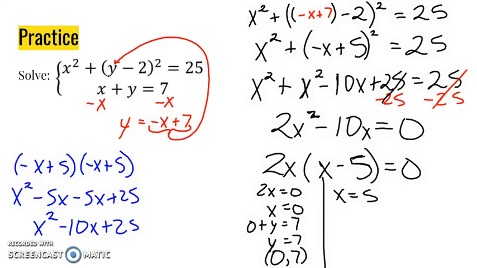And then I need to plug in a 5 for my x, which is going to give me 5 plus y equals 7. Subtract 5 from both sides, and I get y equals 2. So the point (5, 2) is also present.